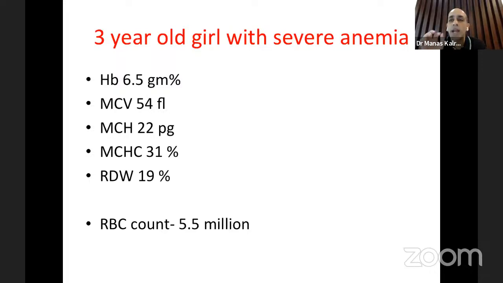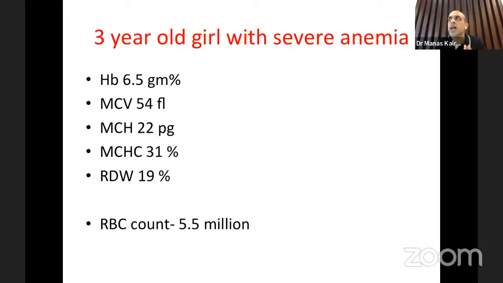Because you see that in a pure thalassemia minor, RDW is not raised. The cells are all uniformly small. So MCV will be low. The cells will be really small. But the RDW getting higher tells you that there may be an associated iron deficiency.